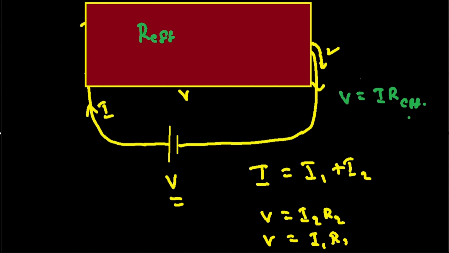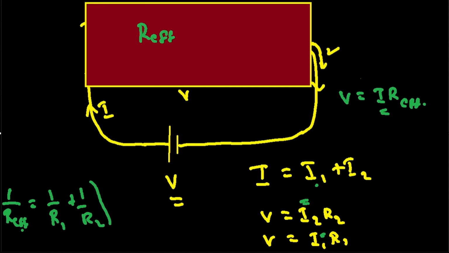So how do we find the value of R effective from these equations? Just put this value of I here, the value of I2 here and the value of I1 here. Then we would end up with 1 by R effective equal to 1 by R1 plus 1 by R2. From this equation we can easily find the value of R effective.